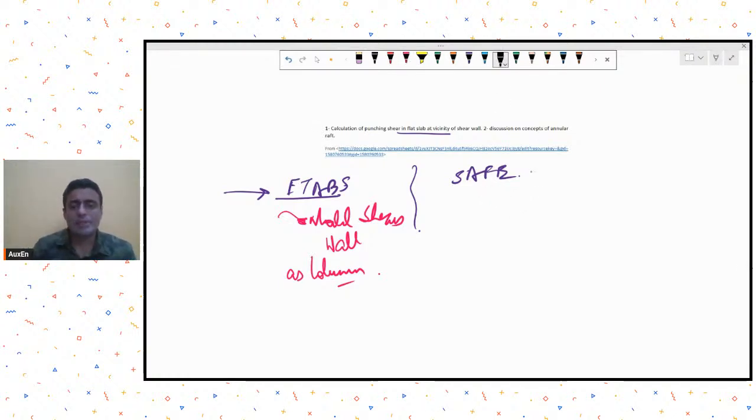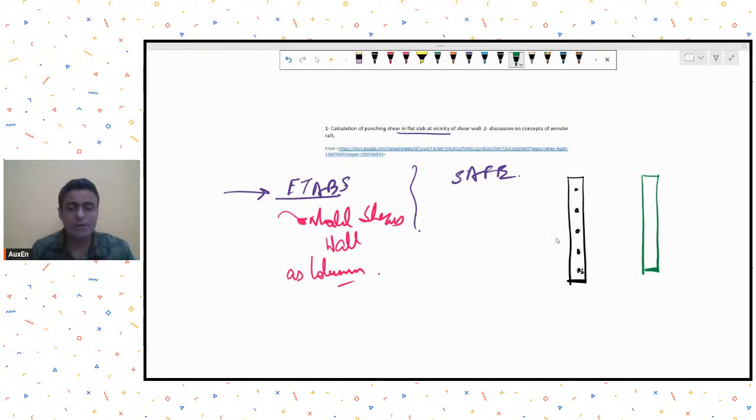Now the problem in such a case will be that in plan, let's say my shear wall was like this, and in shear wall we can divide shear walls in plan into different nodes also, correct? Now when we model a column in ETABS, what will happen? How many nodes will it have? So it will have only one node.